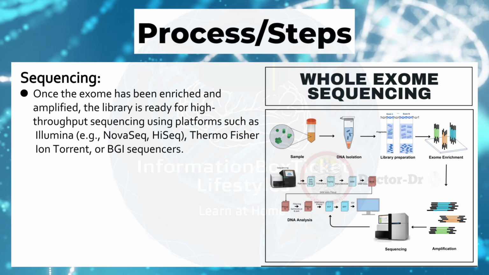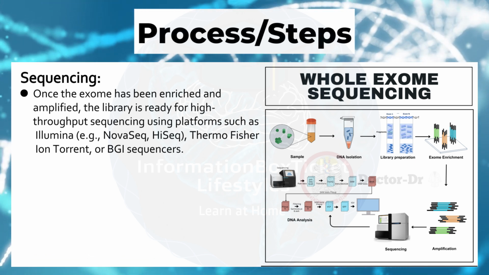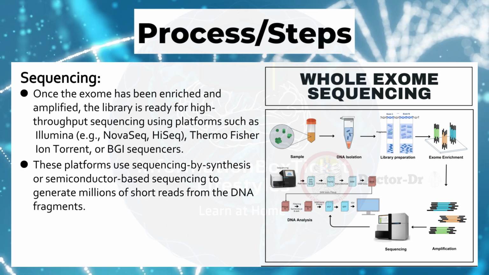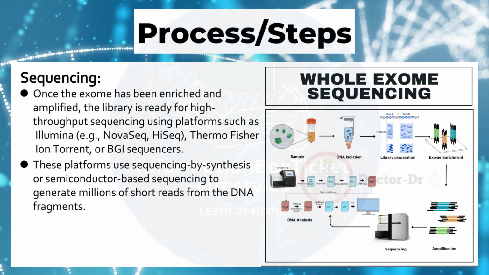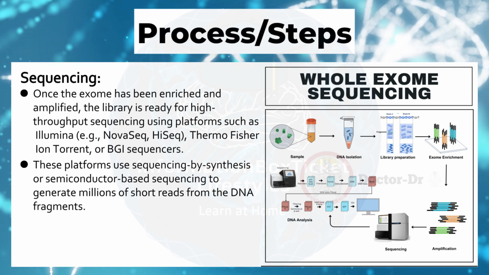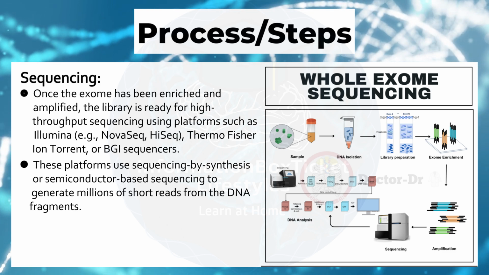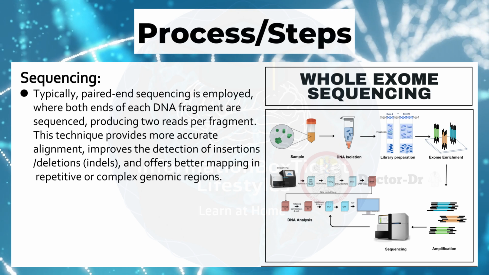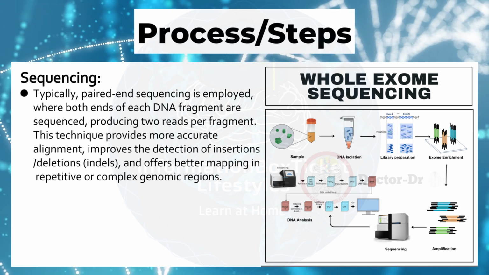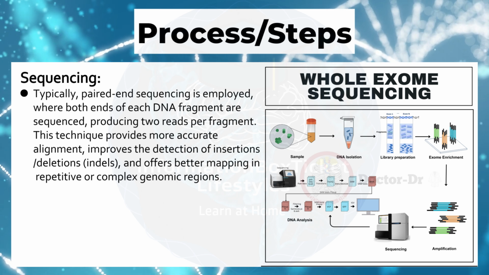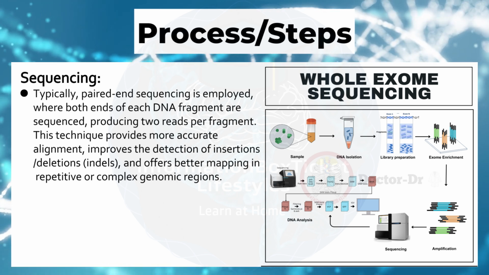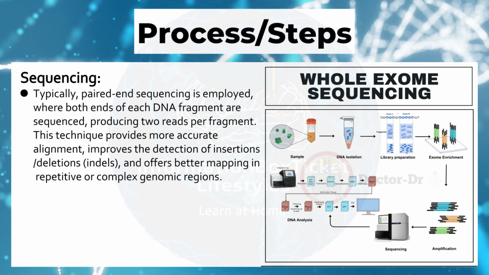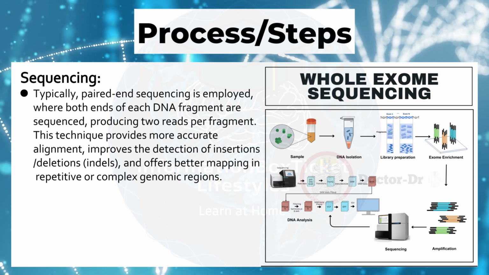as Illumina, e.g. NovaSeq, HiSeq, Thermo Fisher, Ion Torrent, or BGI sequencers. These platforms use sequencing by synthesis, or semiconductor-based sequencing, to generate millions of short reads from the DNA fragments. Typically, paired-end sequencing is employed, where both ends of each DNA fragment are sequenced, producing 2 reads per fragment. This technique provides more accurate alignment, improves the detection of insertions, deletions, indels, and offers better mapping in repetitive or complex genomic regions.